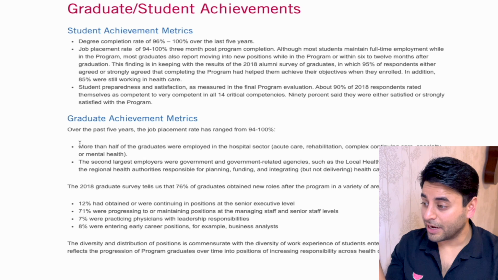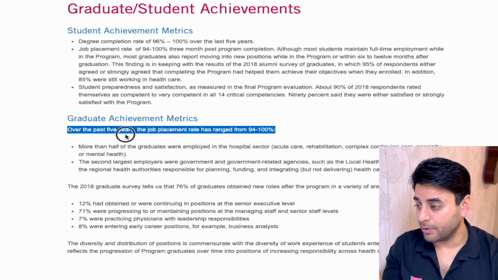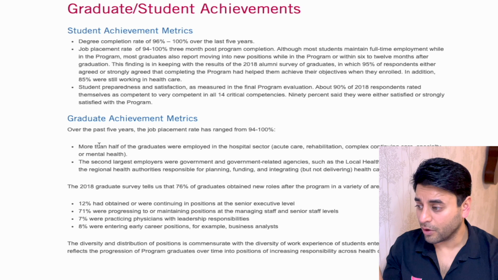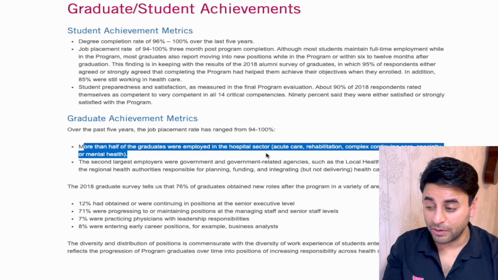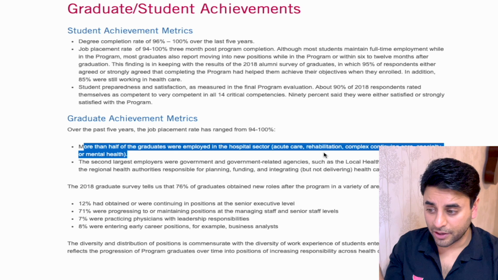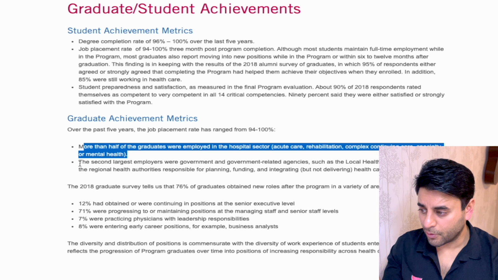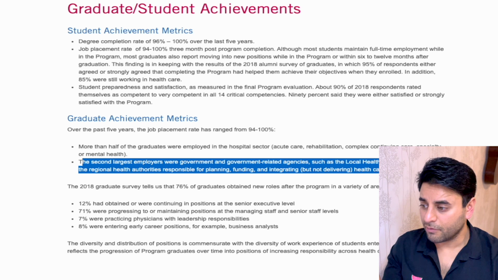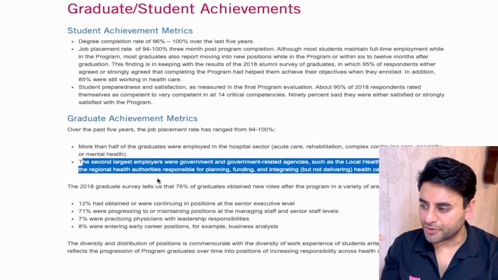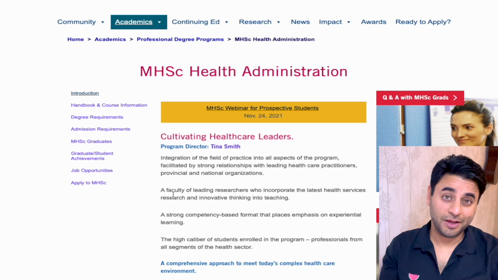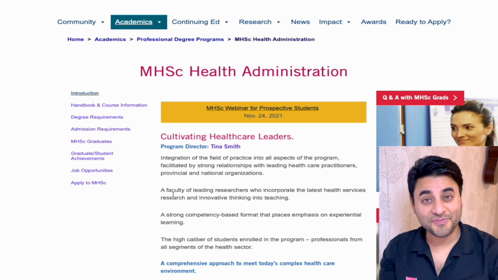Another important thing to look at is, they say in the past 5 years, the job placement has been from 94 to 100%. More than half of the graduates were employed in the hospital sector. So you will be working in hospitals, including in acute care, rehabilitation, complex continuing care, specialty or healthcare programs. The second largest employer were government and government related agencies such as local health integration networks, the regional health authorities responsible for planning, funding, integrating healthcare services in Ontario. So that's a very impressive way of looking at the program. So yes, the program is impressive.